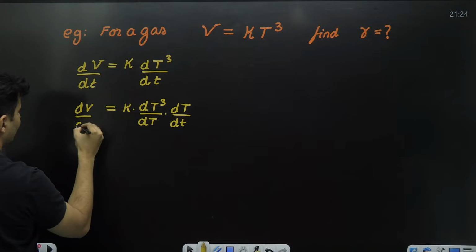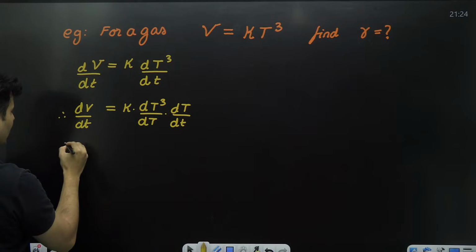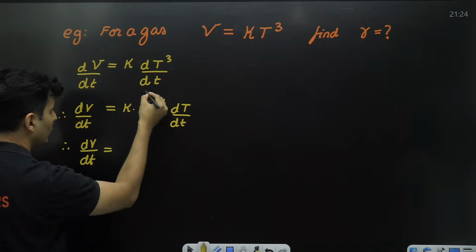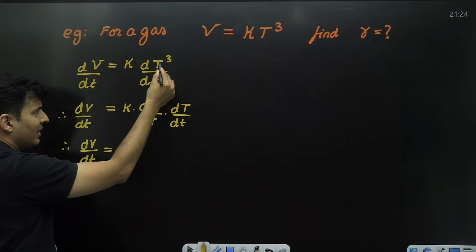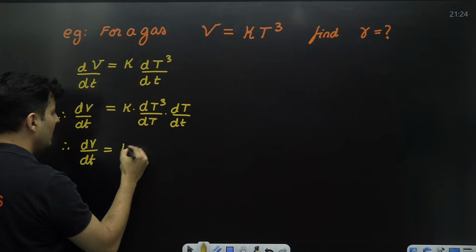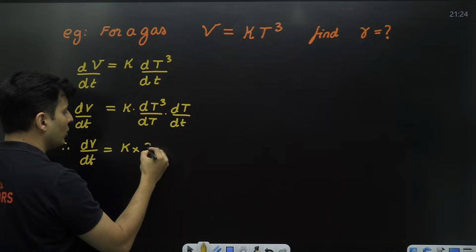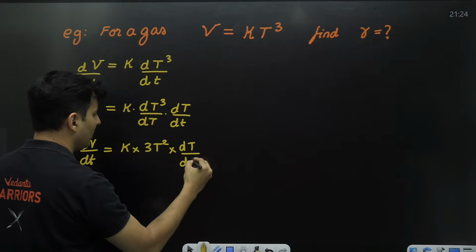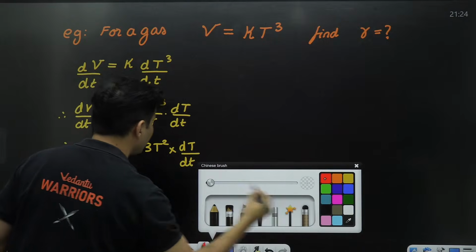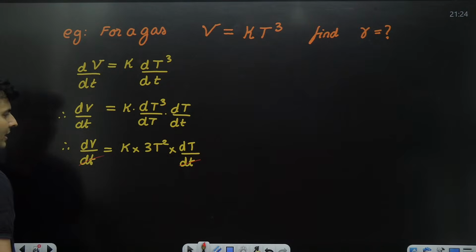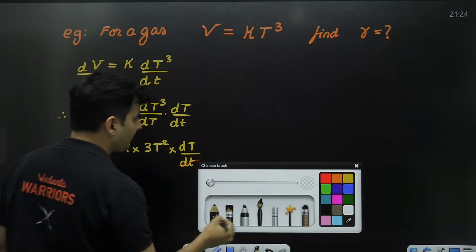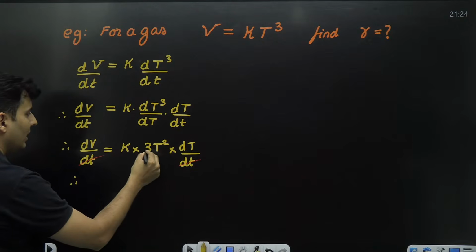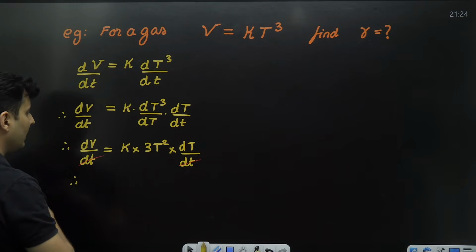Now observe carefully. This is dV/dt. By the way, I used the chain rule here because I can't differentiate capital T with respect to small t. The derivative of T cube is 3T square, and dT/dt, just leave it as is, because anyway dt is going to get cancelled from both sides. That was the whole point. Now I've got dV equals K times 3T square times dT.